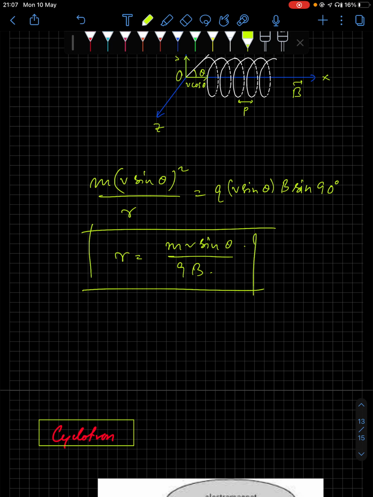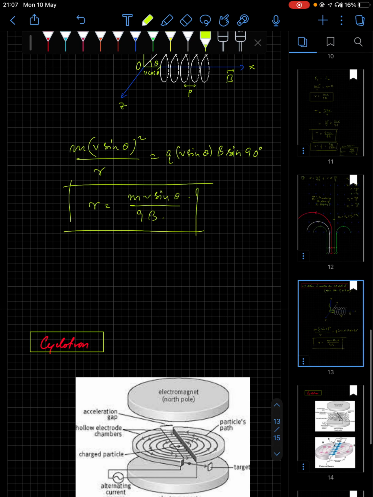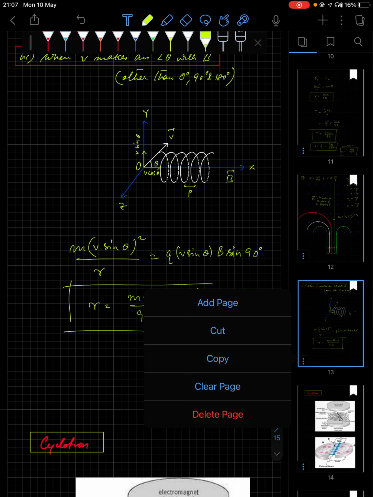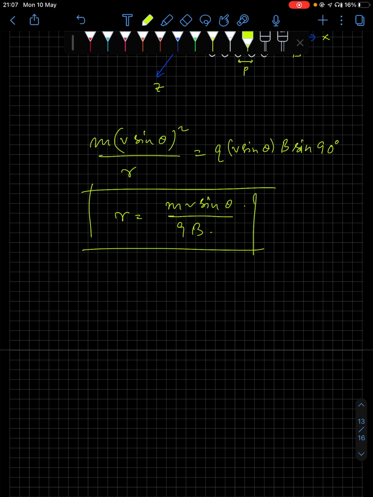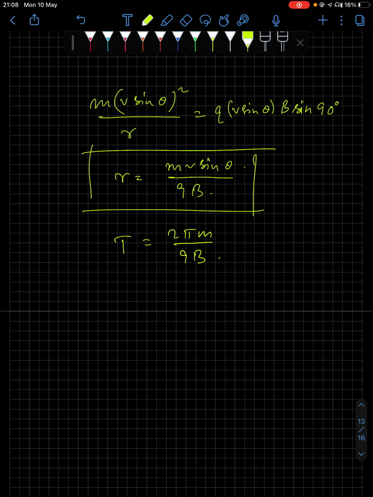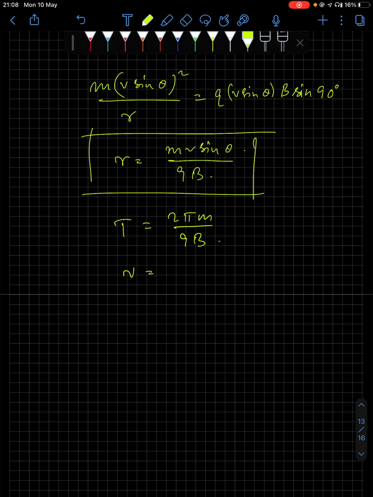Time period, frequency and angular frequency remain the same, so I am not going into details of them. You can just see the work in the PDF. The time period is 2 pi m by qB, which remains unchanged. Let's not put a box here also because the relations are the same as previous. Frequency is qB by 2 pi m, which is the inverse of the time period, and angular frequency is qB by m.